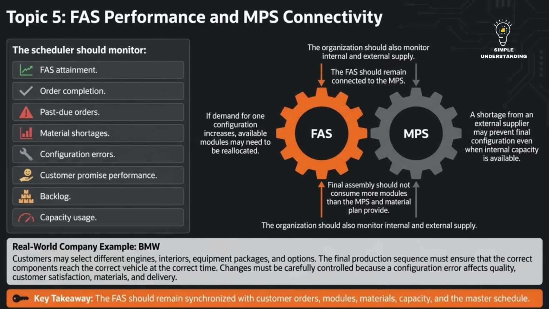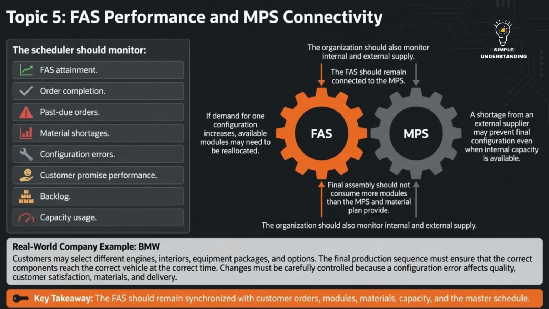The scheduler should monitor FAS attainment, order completion, past due orders, material shortages, configuration errors, customer promise performance, backlog, capacity usage, and the rate and mix of final assembly output. The FAS should remain connected to the MPS. Final assembly should not consume more modules than the MPS and material plan provide. If demand for one configuration increases, available modules may need to be reallocated.